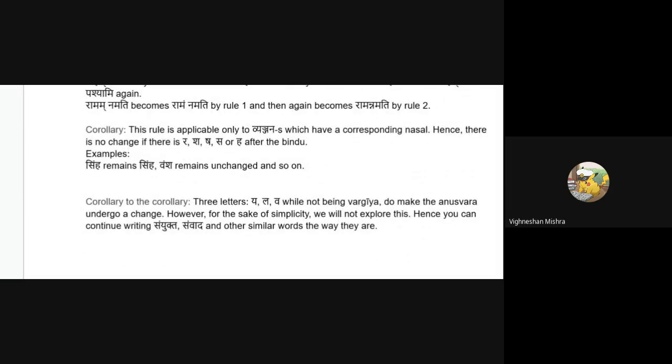Corollary to the corollary, three letters ya, la, va, while not being Vargiya Vyanjana, do make the Anuswara undergo a change. However, for the sake of simplicity, we will not explore this. Hence, you can continue writing Sanyukt, Samvad, and other similar words the way they are.